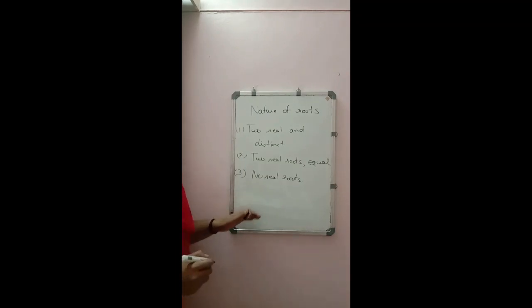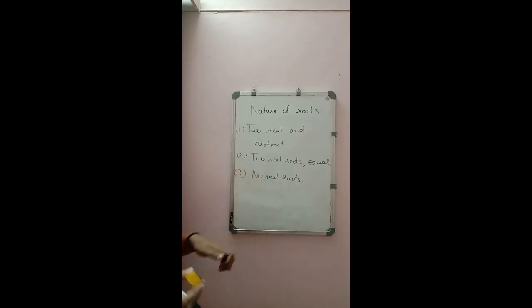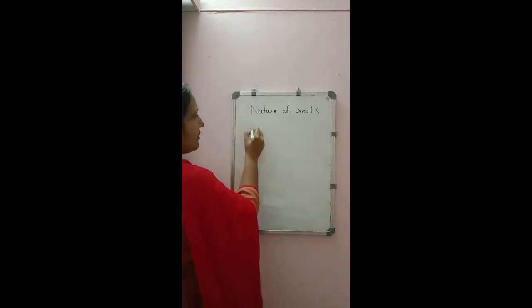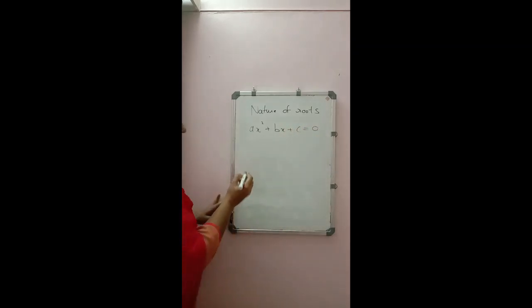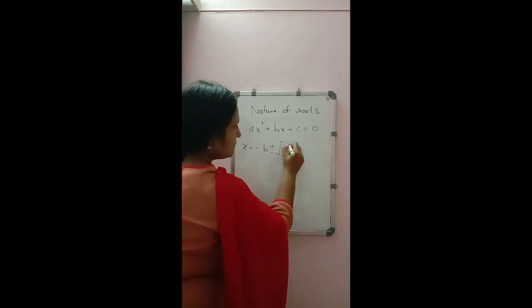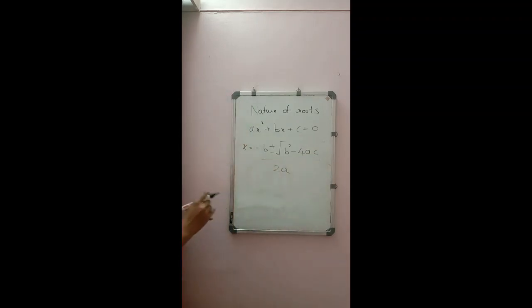Now in this class we will check how to identify whether by solving the equation we will get two real and distinct roots, or two real and equal roots, or no real roots. As by the quadratic formula you all know that for the general form of a quadratic equation, ax square plus bx plus c is equal to 0, the value of x is minus b plus or minus square root of b square minus 4ac by 2a. This is the general quadratic formula. Using this formula, you are solving the quadratic equation.